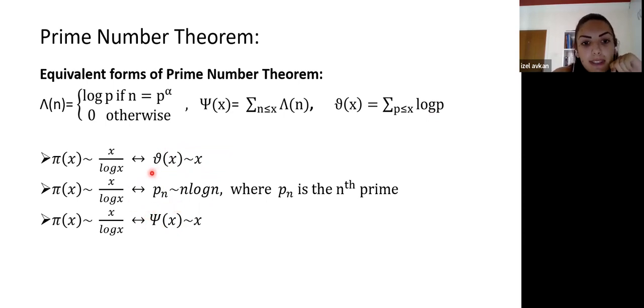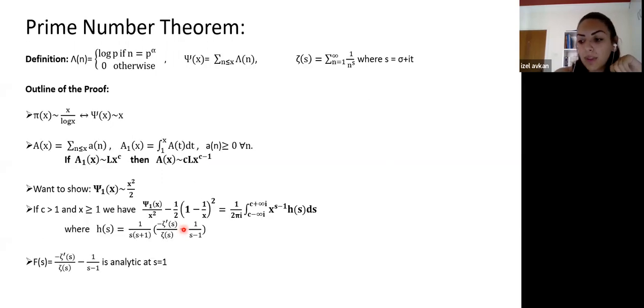For instance, this says that the prime number theorem is equivalent to theta of x being asymptotic to x, or p_n, the nth prime, being asymptotic to n times the logarithm of n, or the Chebyshev function being asymptotic to x. So showing any one of these 3 claims actually proves the prime number theorem. And today I'm going to show the Chebyshev function being asymptotic to x in order to prove the prime number theorem. So now we are ready to move on to the proof of it.